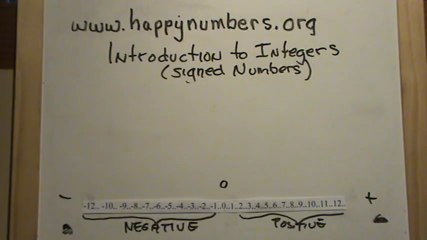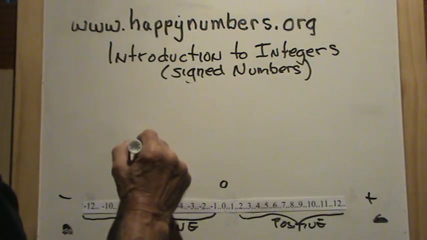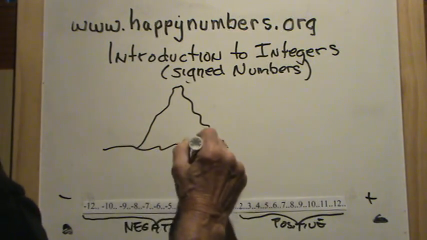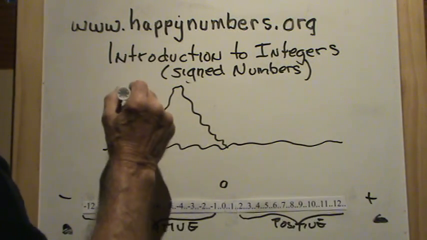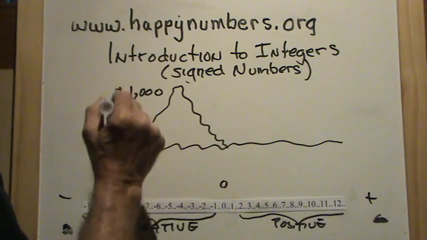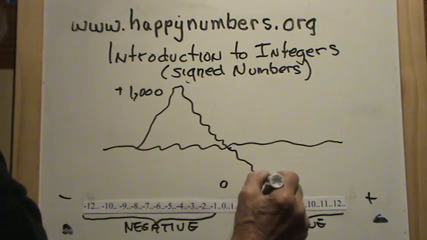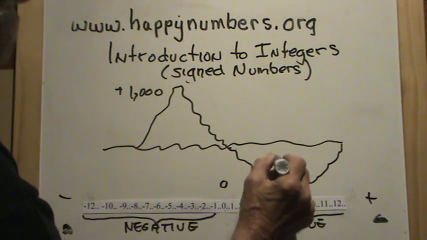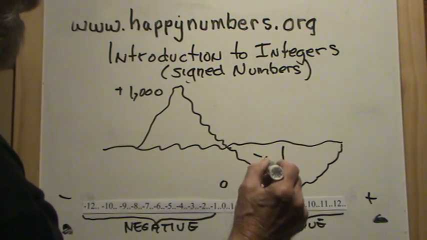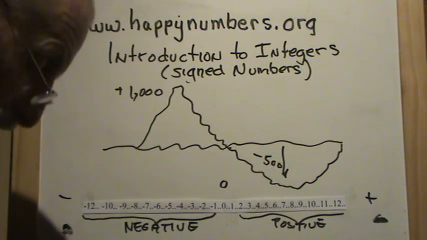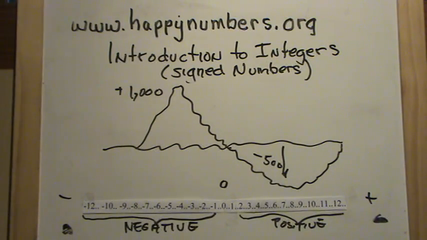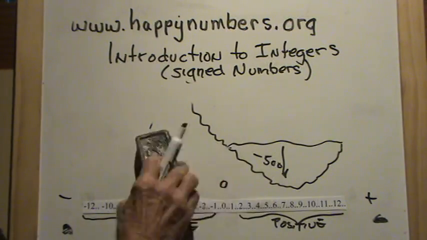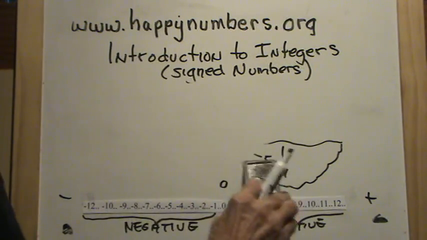We can also think of it, we can have a mountain. And we say it's 1,000 feet high. Well, that would be positive 1,000. And then we have a lake, and let's say that's 500 feet deep. That would be negative 500. So there are many examples of integers. And a good way of working with integers is to use a number line.